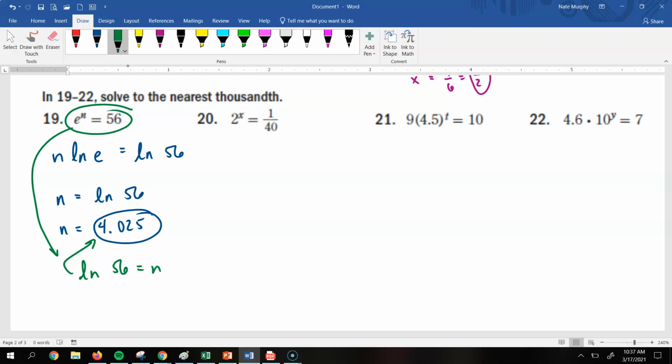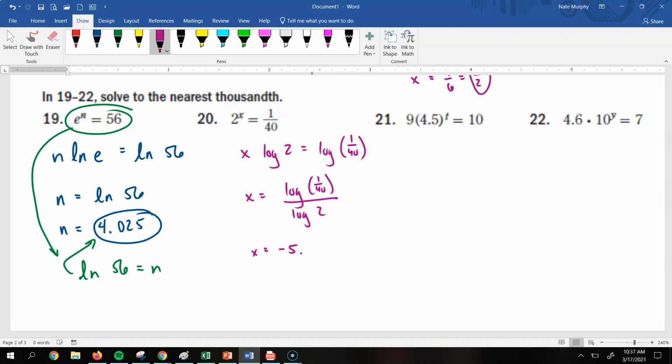All right, let's look at the next one. So the next one, we're going to do the same thing. I'm going to start it out the same way as I did the previous one. So we're going to take the log of both sides. If I take the log of both sides, we'd have 2 to the x power, but again, that x we'd put out in front, and then we'd have the log of 1 over 40. So to find what x is, you would do log of 1 over 40 divided by log of 2. When you do that on your calculator, we get approximately negative 5.322.